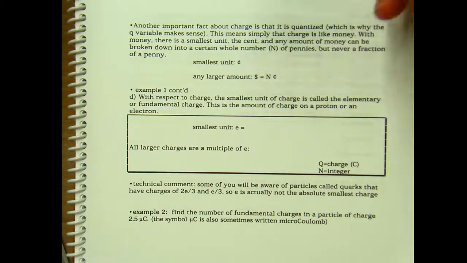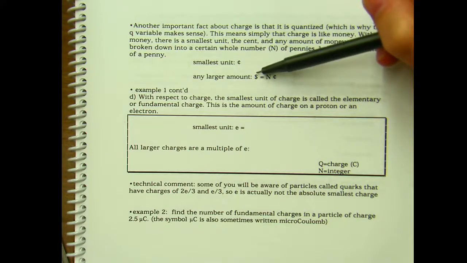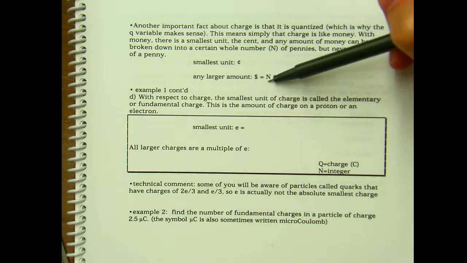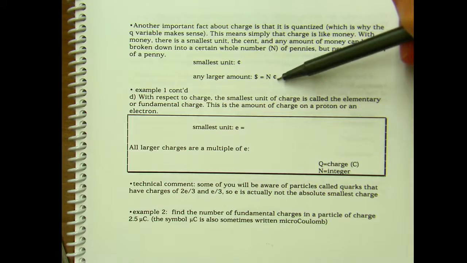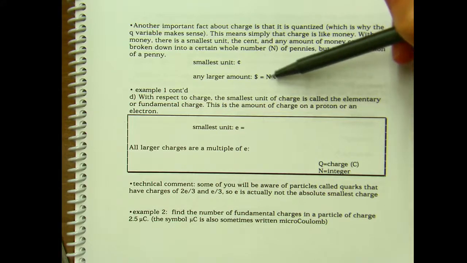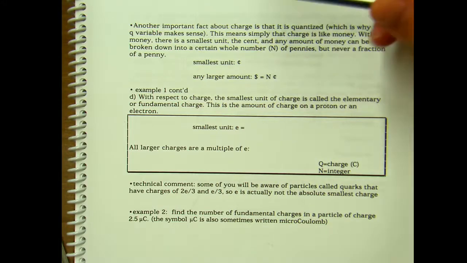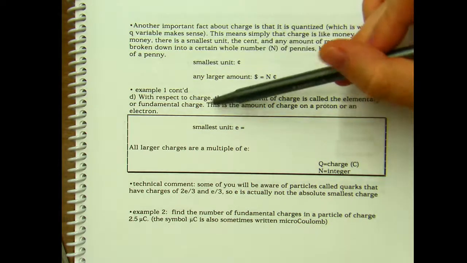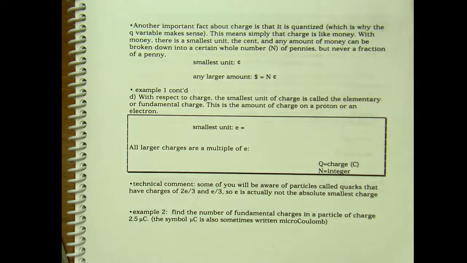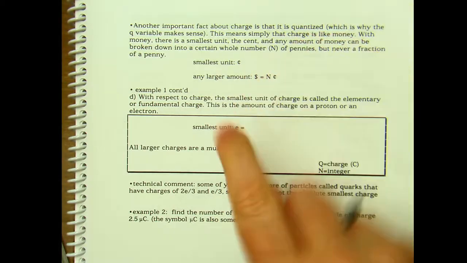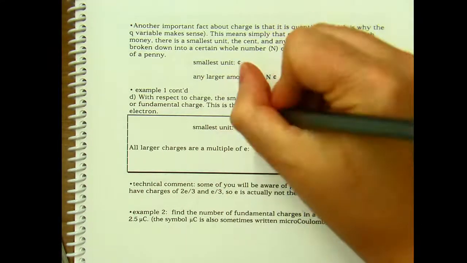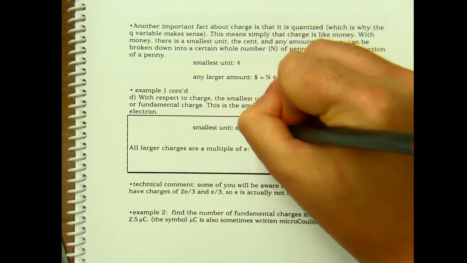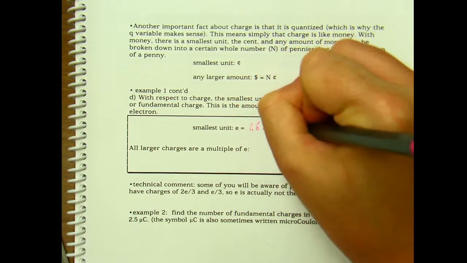And any larger amount of dollars is just some multiple of a single cent. With respect to charge, the smallest unit of charge is called the elementary or fundamental charge. This is the amount of charge on a proton or an electron. This is given to you by the letter E, and it is 1.6 times 10 to the negative 19 coulombs.